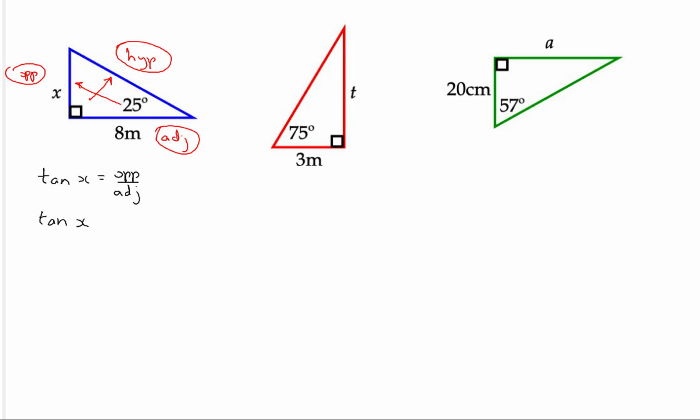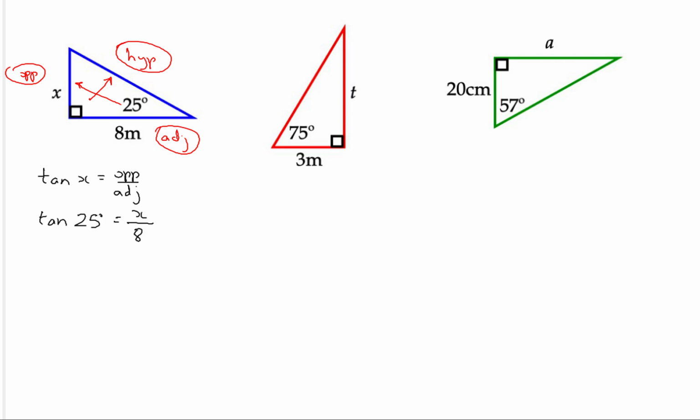What we need to do is to make sure that the angle is tan 25, okay? So whatever the angle is goes in there, and opposite and adjacent come from the sides. So opposite, it says x here. So that's our x now, which is a different x than in the formula. And the adjacent is 8, so I've got 8 here.